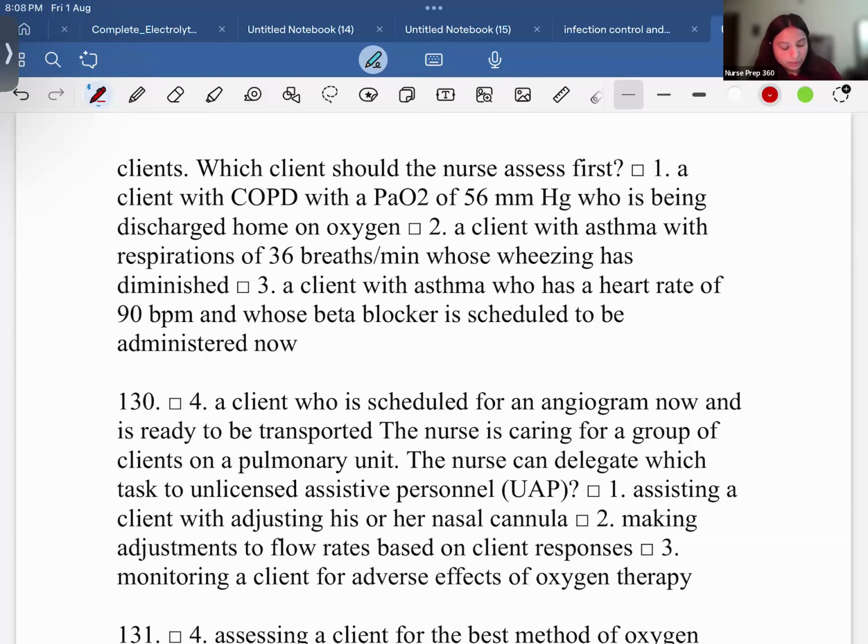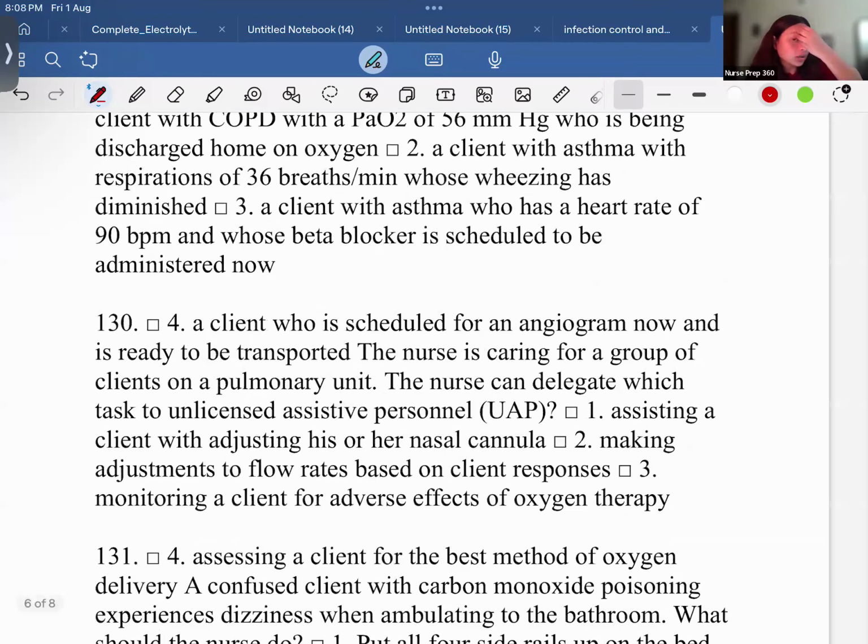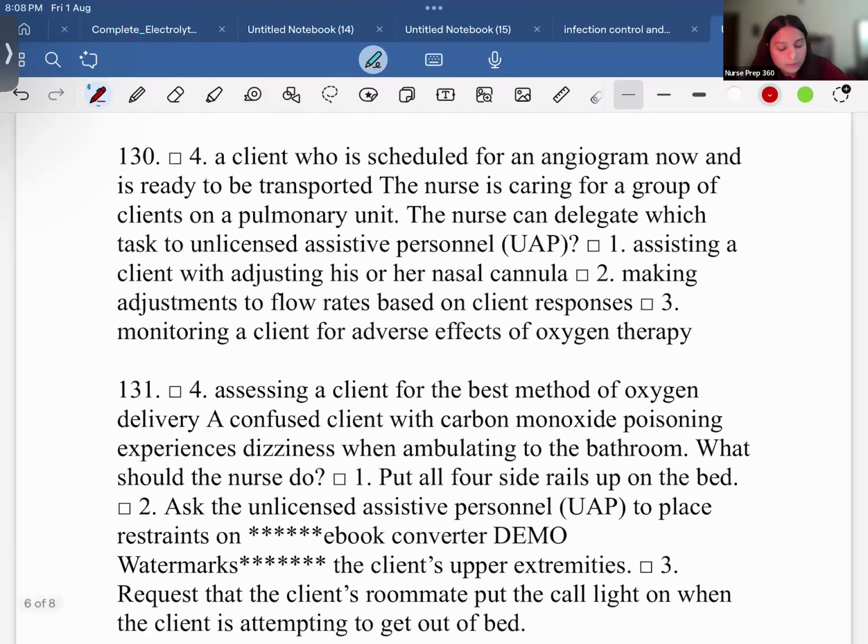Okay. Next, can anyone read this question, number 130? Start from this line. The nurse is caring for a group of pulmonary unit. Emmanuel, can you read this question for me? Okay. Govind Raj, read this question, 130 question.